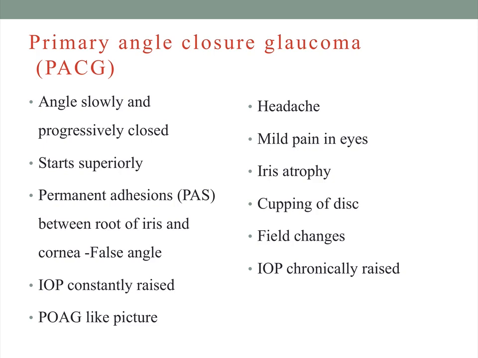Primary angle closure glaucoma or PACG. Here angle slowly and progressively is closed. It starts superiorly and then around 360-degree angle is closed. There are permanent adhesions between root of the iris and cornea called as peripheral anterior synechiae, forming a false angle. Intraocular pressure is constantly raised and it behaves like a primary open angle glaucoma.